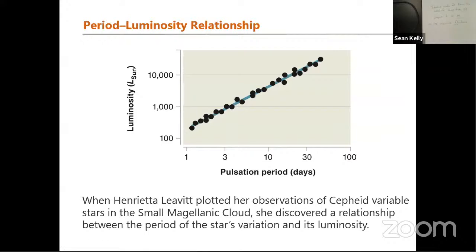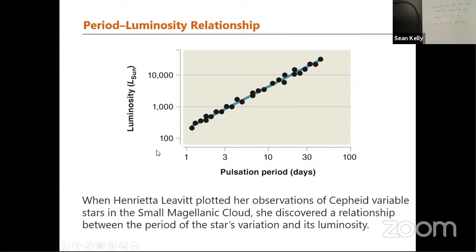So Henrietta Swan Leavitt plotted her observational luminosities that she calculated against the pulsation period, and she found this beautiful pattern, okay? So you want to write down: the more luminous the variable star is, the longer its pulsation period will be, or vice versa. The longer the pulsation period, the higher the luminosity will be. We measure the luminosity in terms of the luminosity of the sun. So you can look at these numbers right here.